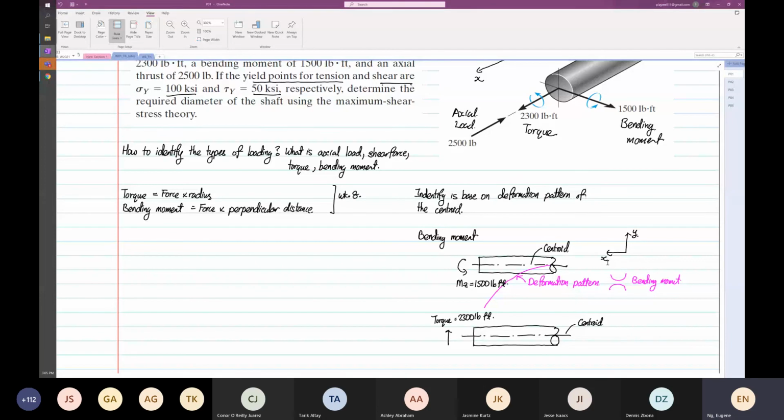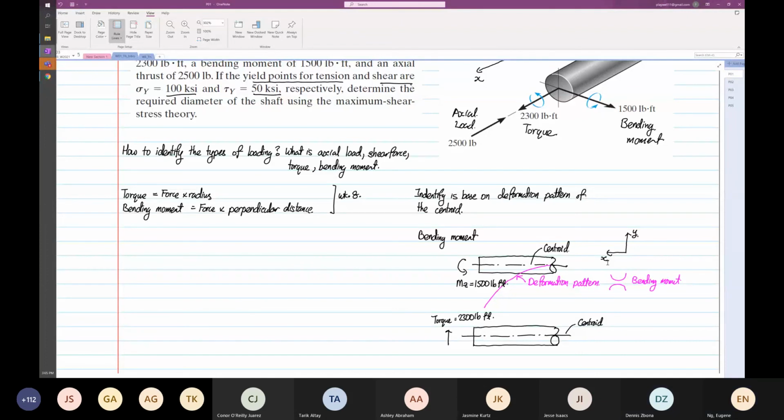Now the torque is going about 2,300 pound-feet. Can someone tell me how will the centroid deform due to the torque? Anyone? How will the centroid deform?